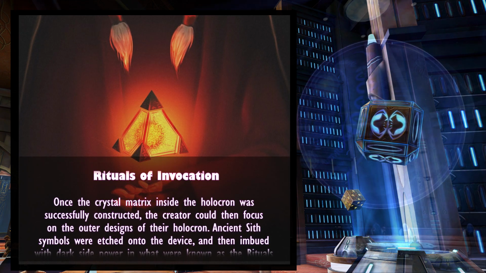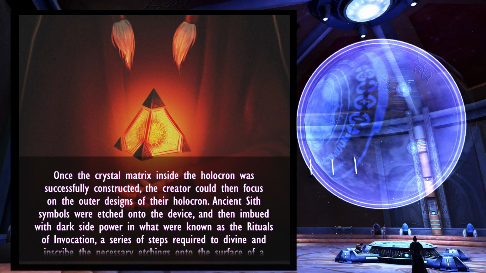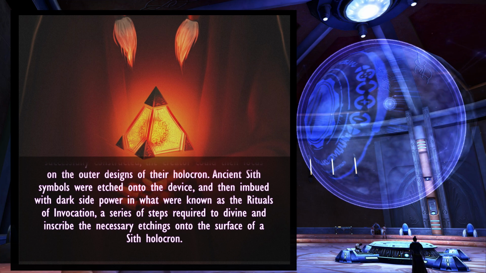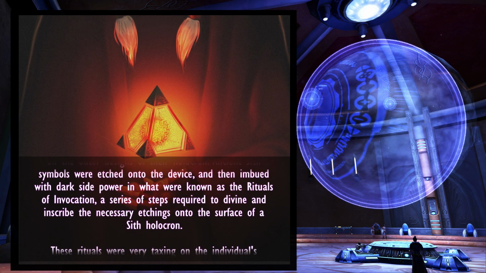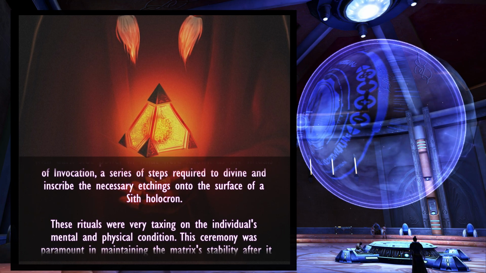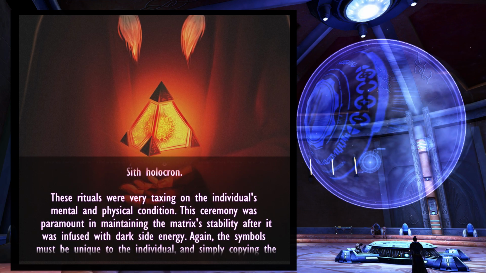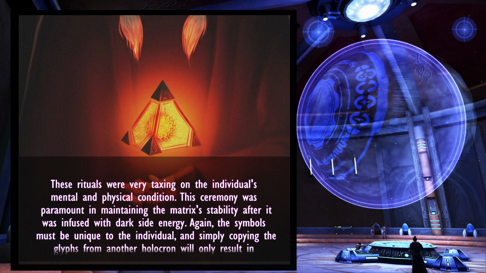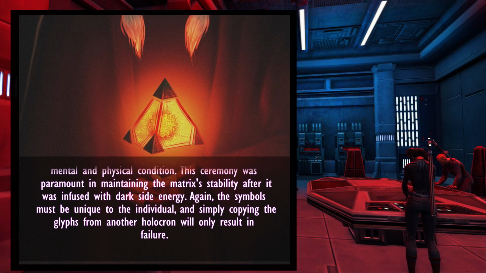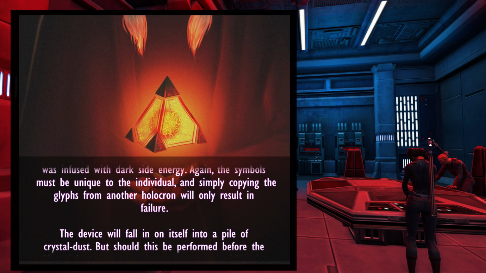Rituals of Invocation. Once the crystal matrix inside the holocron was successfully constructed, the creator could then focus on the outer designs of their holocron. Ancient Sith symbols were etched onto the device, and then imbued with dark side power in what were known as the Rituals of Invocation, a series of steps required to divine and inscribe the necessary etchings onto the surface of a Sith holocron. These rituals were very taxing on the individual's mental and physical condition. This ceremony was paramount in maintaining the matrix's stability after it was infused with dark side energy.